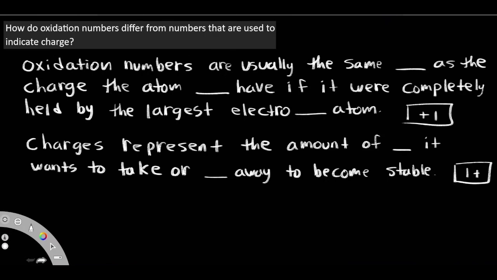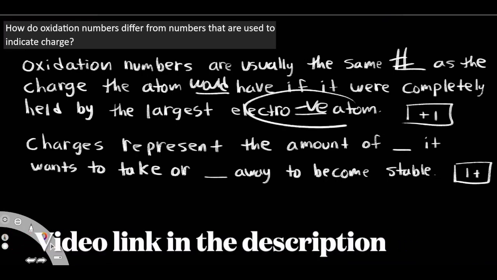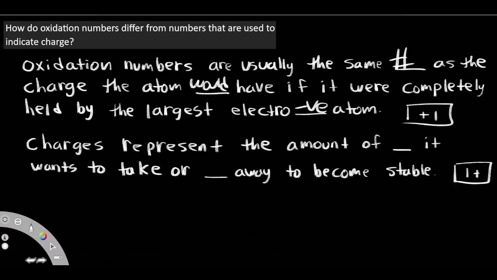How do the oxidation numbers differ from numbers that are used to indicate charge? Oxidation numbers are usually the same number as the charge the atom would have if it were completely held by the more electronegative atom. If you want to know more about electronegativity, see the video link in the description where I go into an in-depth explanation about this. But how do we label it?